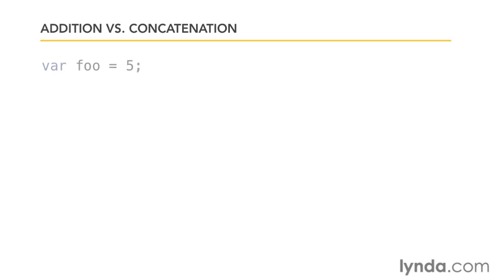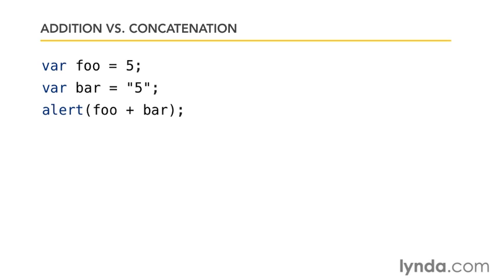Now, it might get a little more puzzling about what happens if you've got one of each. So what happens if one variable is a number and the other variable is a string? Well, what's going to happen is if one's a string, that's going to take charge. You'll get concatenation.